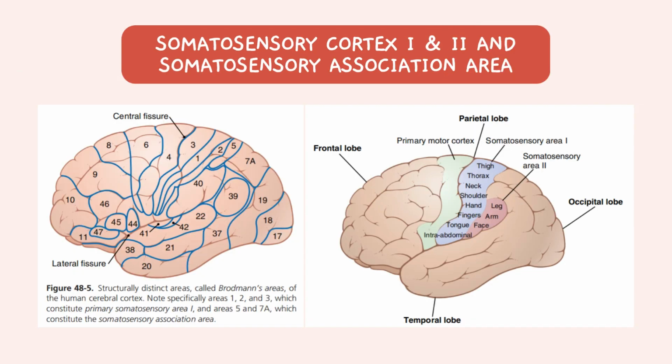Here are two figures that depict the somatosensory cortex 1 and 2 and the somatosensory association area. They are located behind the central fissure and are at the Brodmann's areas of the human cerebral cortex, specifically areas 3, 1, and 2 for somatosensory area 1, and areas 5 and 7A, which constitute the somatosensory association area. The somatosensory cortex allows a person to localize different sensations at different parts of the body and also to judge the weight, shape, and texture of an object. The somatosensory association area allows for deciphering those sensory information of their deeper meanings.